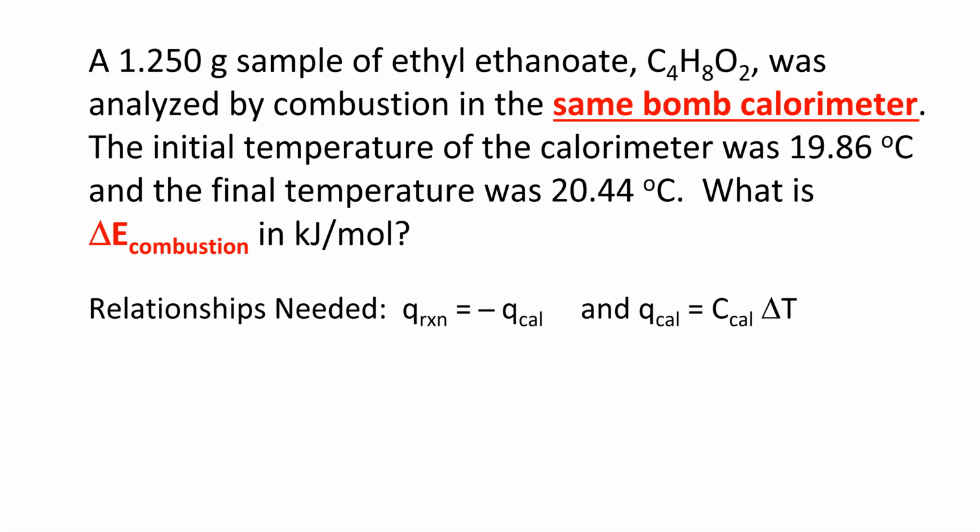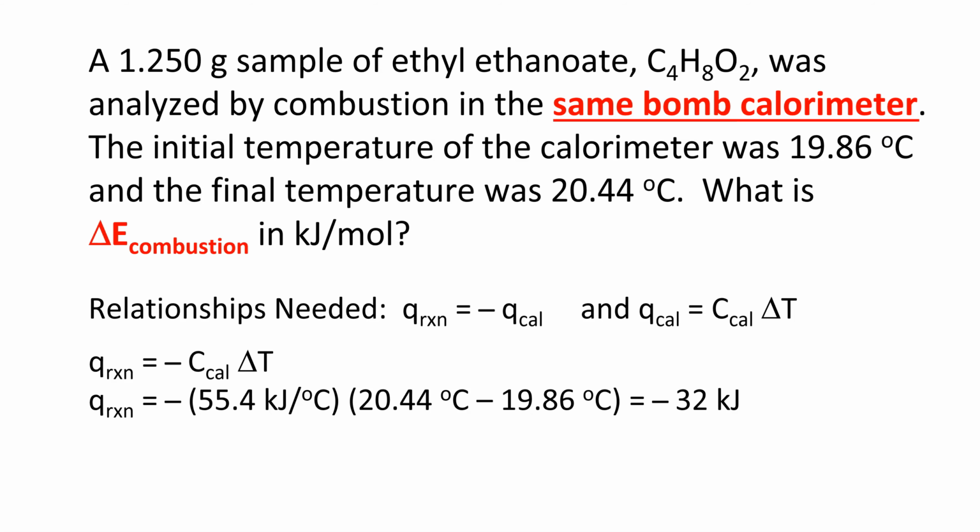All right. The relationships we need are the same ones we needed before. We have that the heat of our reaction, so it's a different reaction this time, but it's still true that whatever our reaction is doing, the calorimeter is having an equal but opposite response to it. So here, if our calorimeter is gaining energy because it's getting warmer, that means our reaction must be releasing energy. So we're expecting again to get an exothermic or a negative value here for our change in energy. All right, and we need the same relationship to figure out how much energy our calorimeter gained or lost. And that's related to the calorimeter constant and the temperature change that the calorimeter experiences.